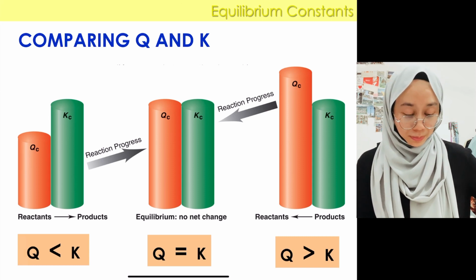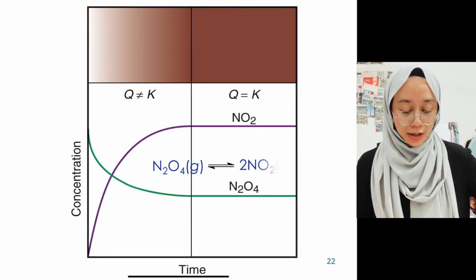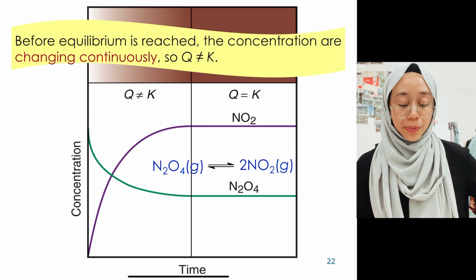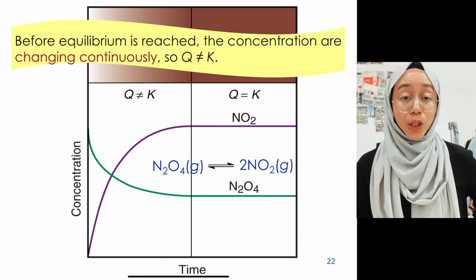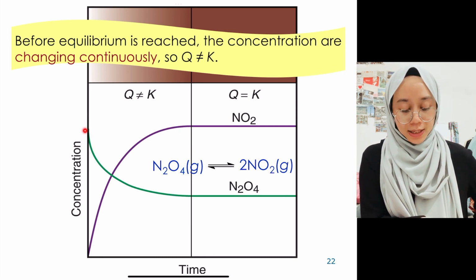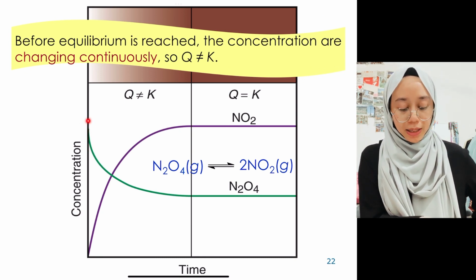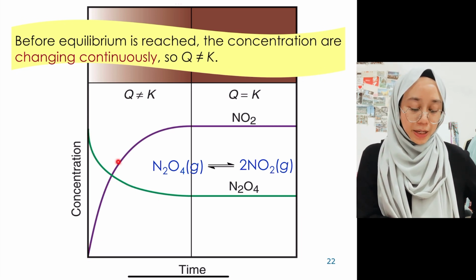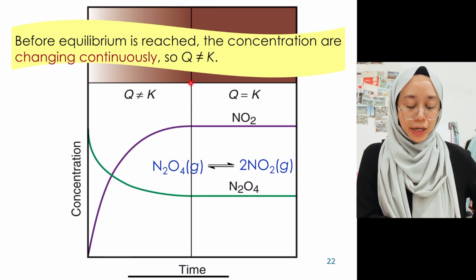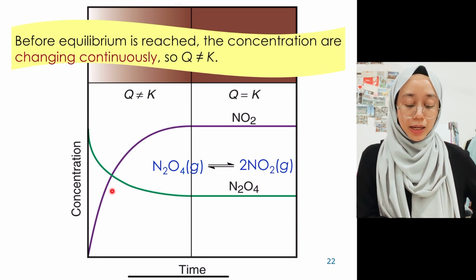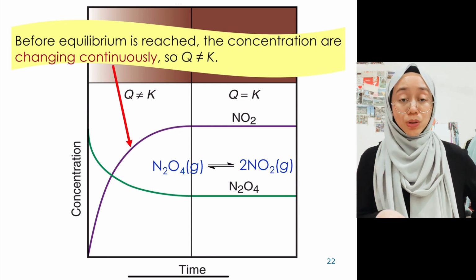Okay, alright, so kalau kat sini, kalau kita tengok dia punya graph tu kan, okay, for example kita ada N2O4 producing NO2, so before equilibrium is reached, the concentration are changing continuously, where kita boleh nampak yang the reactant concentration dia sentiasa berubah daripada dia tinggi ni, so dia menurun over time. Meanwhile kalau kita punya produk ni, dia meningkat. Okay, so ini adalah sebelum equilibrium is achieved. Therefore kalau dekat bahagian ni, the Q does not equals to K.